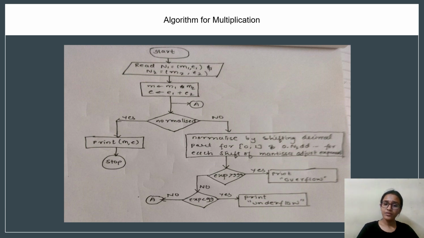After normalizing, we will check whether the exponent is greater than 99. If it's true, we will print overflow. Otherwise, we will check for the underflow condition, that is, if the exponent is less than minus 99. If it's true, that is an underflow condition. Otherwise, we will again check whether the number is normalized or not. So in this way, the flowchart of multiplication is designed, and we will be calculating the values of the data set by using this flowchart.